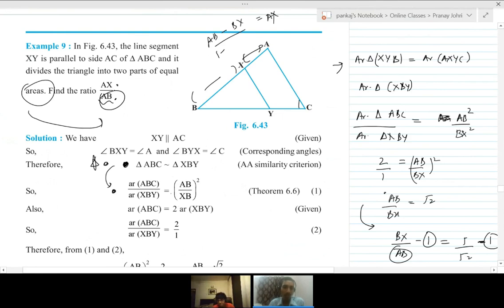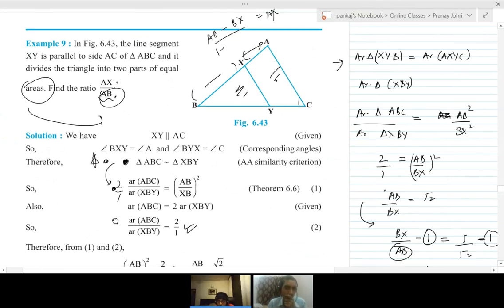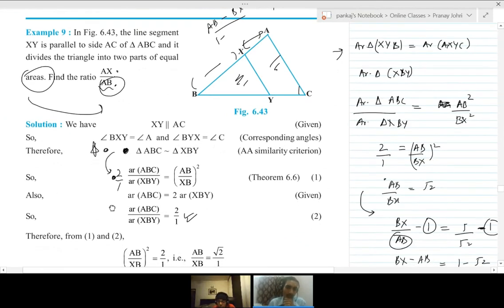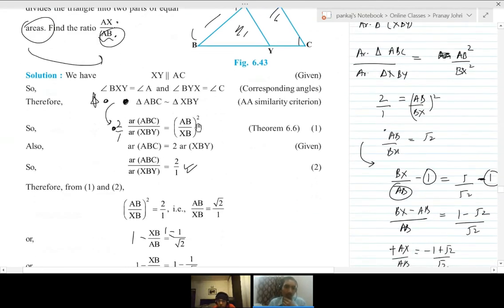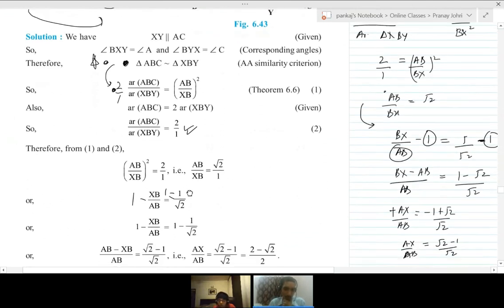Okay. Now this is equal to the square of the ratio of the corresponding sides. And this ratio was 2 is to 1. This was twice because obviously this and this are equal, so if we add this, ABC would be twice of BXY. So this ratio came to be 2 is to 1. That's good. Taking the right hand side of this theorem, AB square by XB square is equal to 2 by 1. Just equating this, now this becomes root 2 by 1.